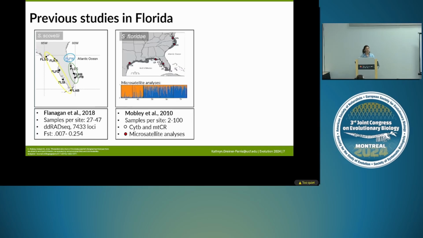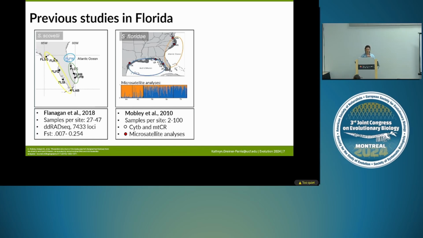And populations of floridae and louisianae have also been examined, but to a lesser extent. Mobley et al. looked at floridae locations using both mitochondrial DNA analysis and microsatellites. For the mitochondrial DNA analysis, they used fragments of the cytochrome b gene and the mitochondrial control region, and they looked at all the locations shown on the map, including the white and the red dots. However, for the microsatellite analysis, they only looked at the white dots, which of note did not include Florida Keys, which is the southernmost population of Florida.